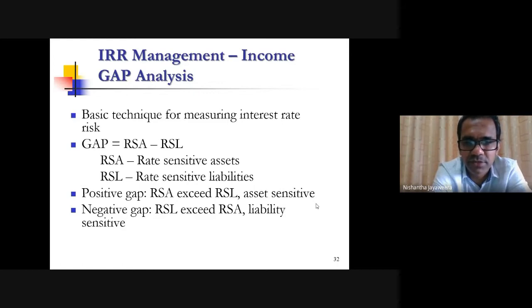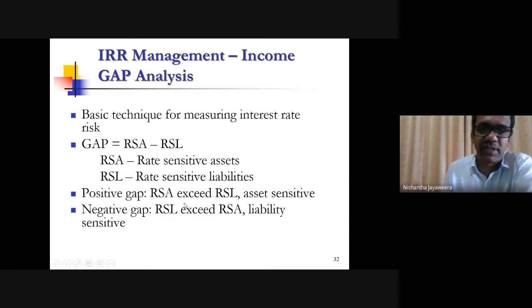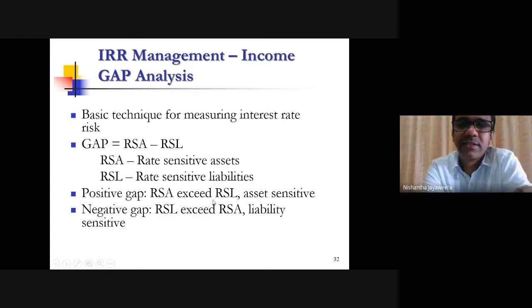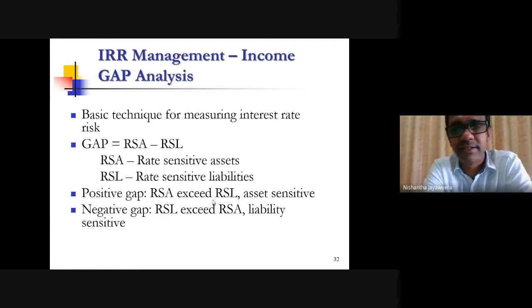So here we mostly focus on the impact on the net interest income. If the interest rate changes, interest income or interest expense should change. That is what we are going to assess. Whenever we have more rate sensitive assets than rate sensitive liabilities, what would happen if interest rate increases? What does it mean to have more rate sensitive assets than rate sensitive liabilities?